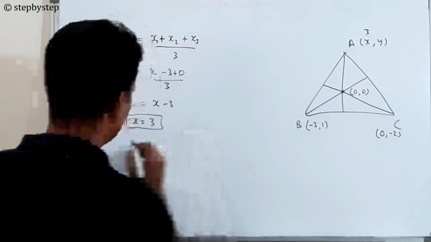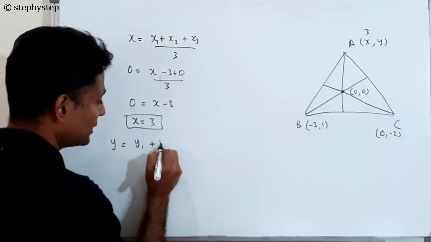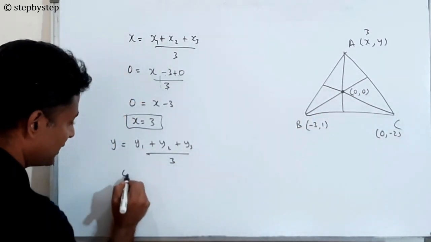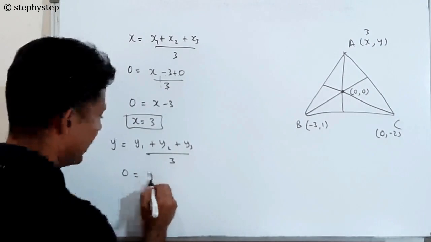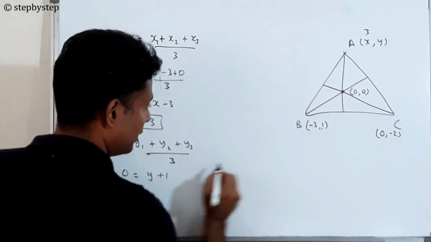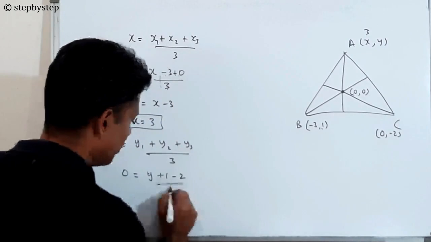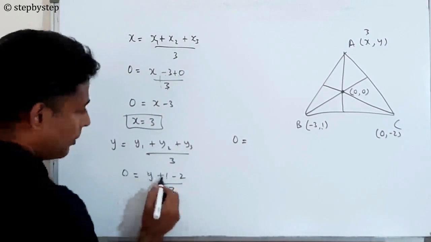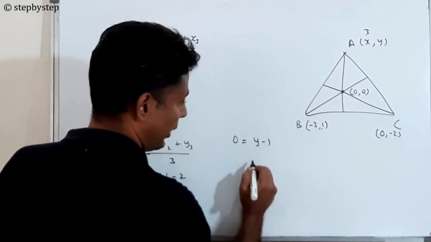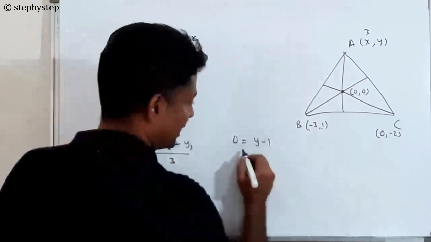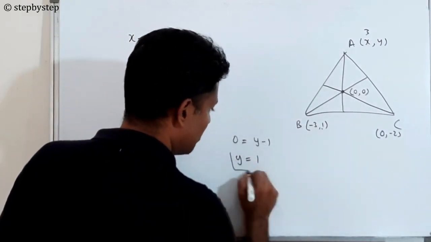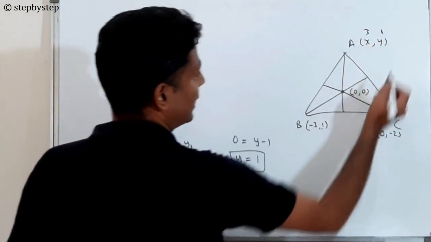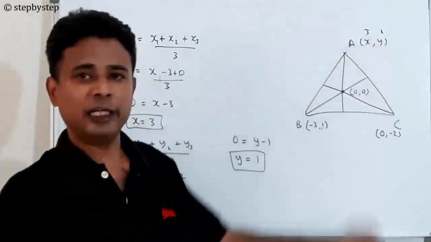Similarly for the y coordinate, what is the y centroid formula? y1 plus y2 plus y3 by 3. The y centroid is 0. y1 is y, plus y2, that is plus 1, plus y3, that is minus 2, by 3. Again when I transpose 3 on this side, 0 into 3 becomes 0. I get y plus 1 minus 2, and 1 minus 2 is minus 1. Transposing minus 1 to that side, it becomes plus 1. So I got the y coordinate as 1, and we have already got the x coordinate as 3. So what are the coordinates of A? 3, 1.